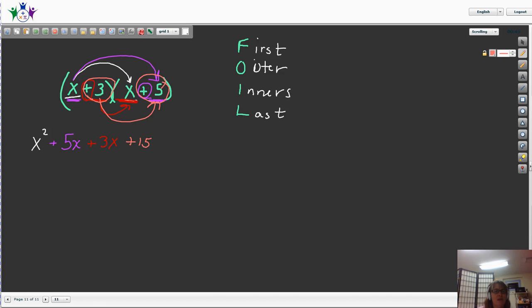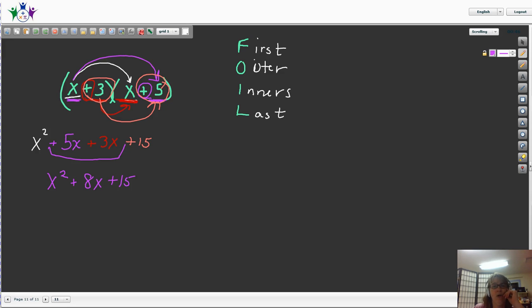Now if you do that, and it looks pretty snazzy, we're going to combine those two and make everything simpler. So this final answer will be x squared plus 8x plus 15. Does that make sense? I hope so. If not, please let me know in the comments, and I will either re-explain it in a different way or give you some more examples.